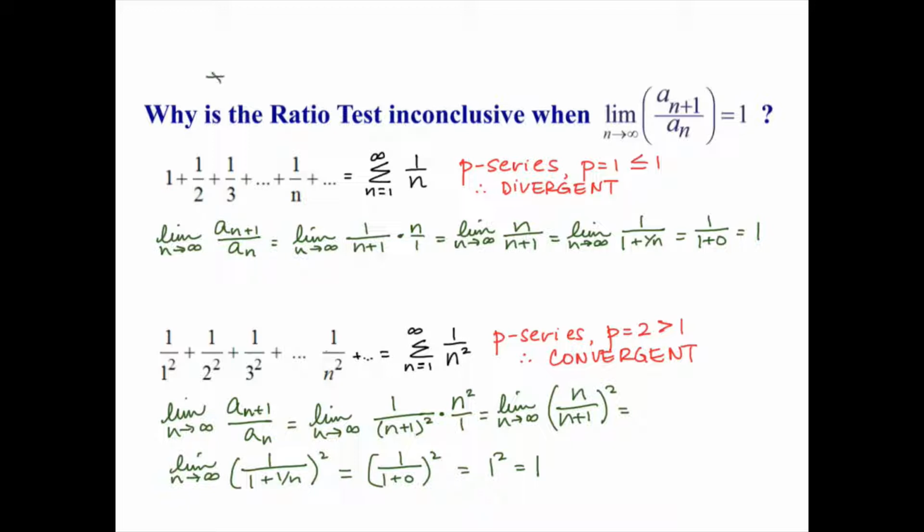I'll write that up here just to remind you that that is a necessary condition. And I've showed you that one of these series is divergent and one of these series is convergent using the p-series test, and yet using the ratio test they both have limits of 1, which shows that the ratio test is inconclusive when the limit of the a sub n plus 1 term over the a sub n term equals 1.